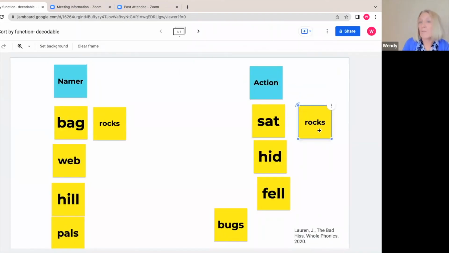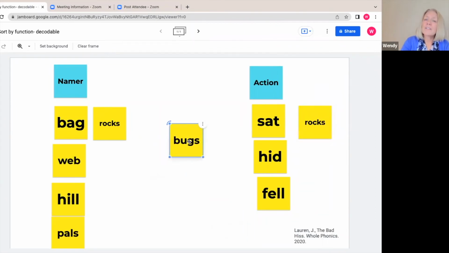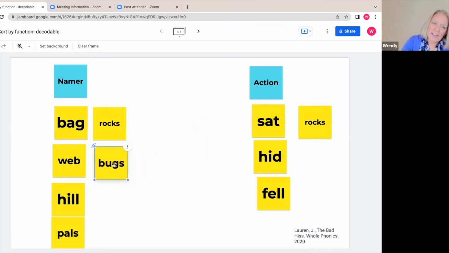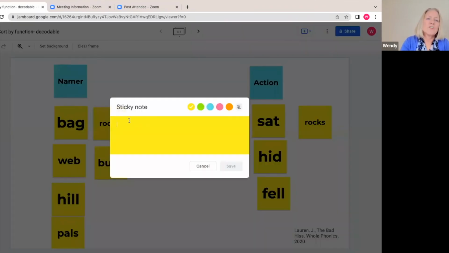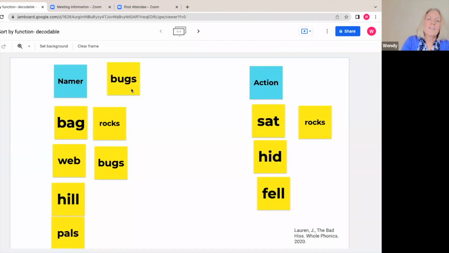So like, grandma rocks my baby brother to sleep every night. Same with the word bugs. Some students would read that word and decide that we're talking about the insects. So we would slide it under the namer column. But another student might say, hey, wait a minute. My sister bugs me or annoys me all the time, bothers me. So do have a Post-it note ready to type in or write in the bugs and celebrate that your students know that bugs could have more than one meaning.